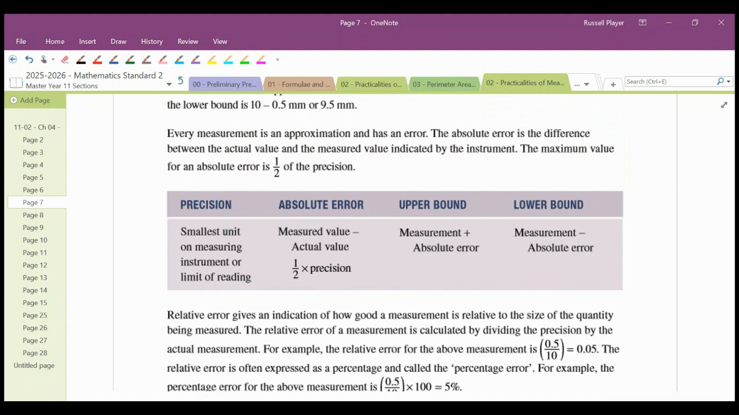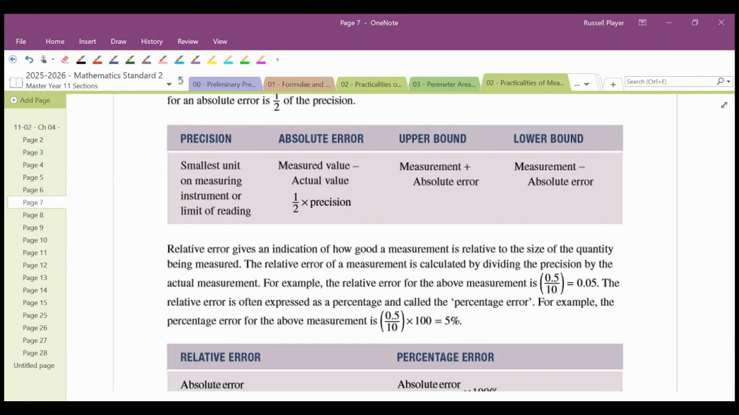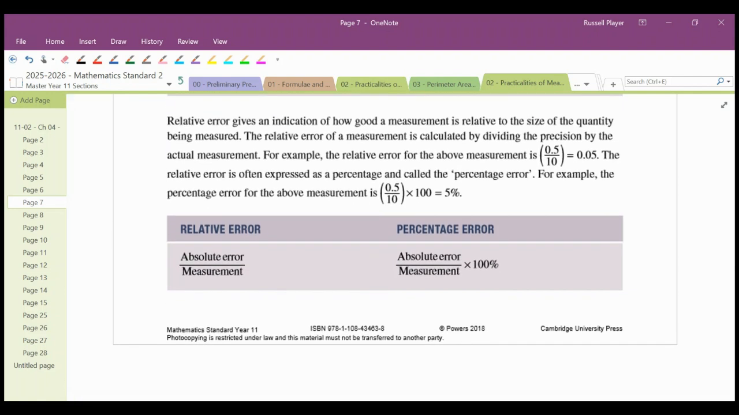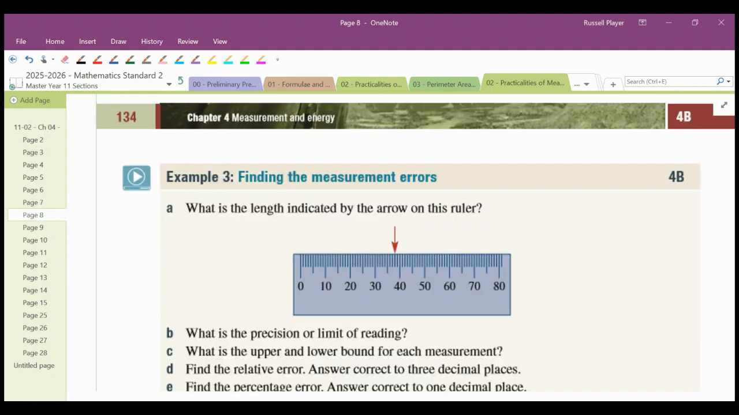But basically, precision is the smallest unit on the measuring instrument or the limit of the reading. The absolute error is half times precision. And upper bound is measurement plus absolute error, and lower bound is measurement minus absolute error. Don't worry about those so much at the moment. You'll see them and they'll make sense. They'll actually be relatively straightforward. The main one is the precision, smallest unit on the measuring instrument. Then there is relative error and percentage error. We'll talk about them in a moment, but let's go and do this example.